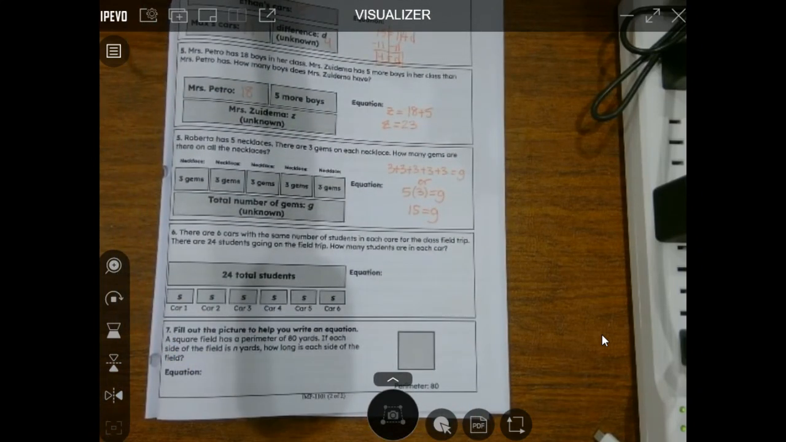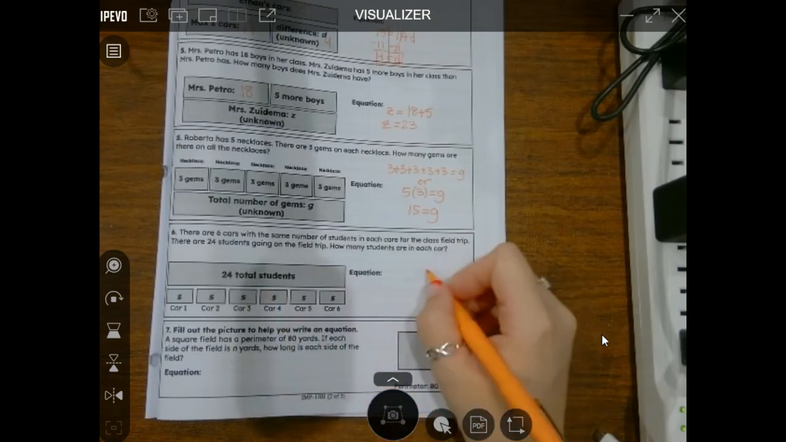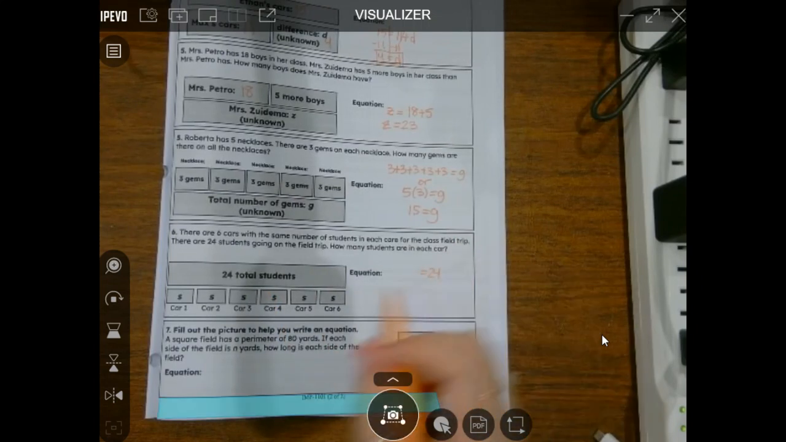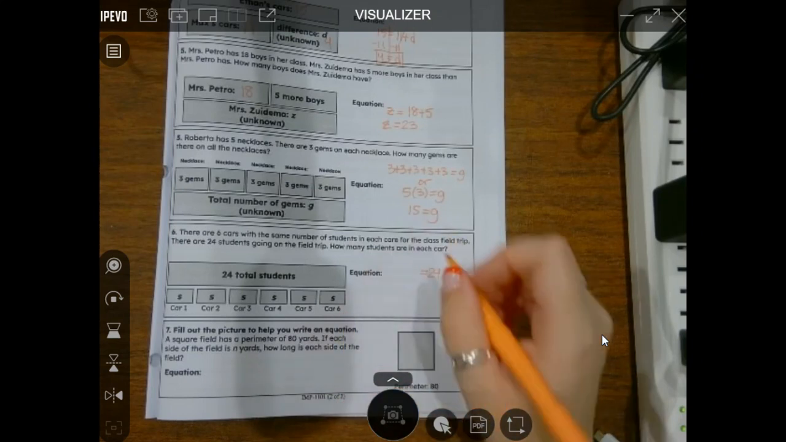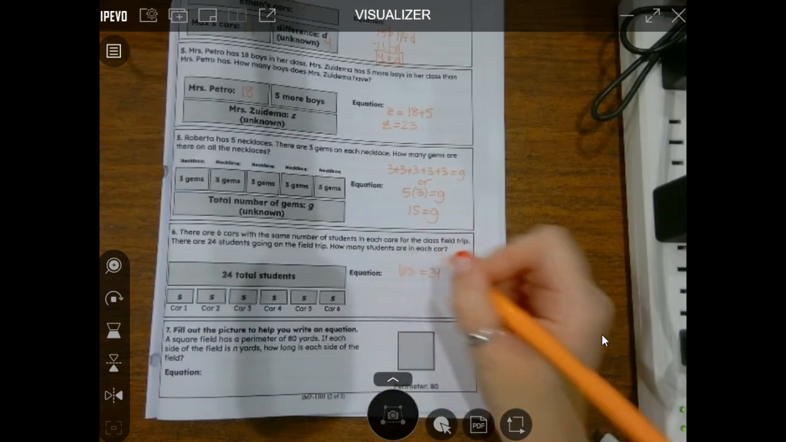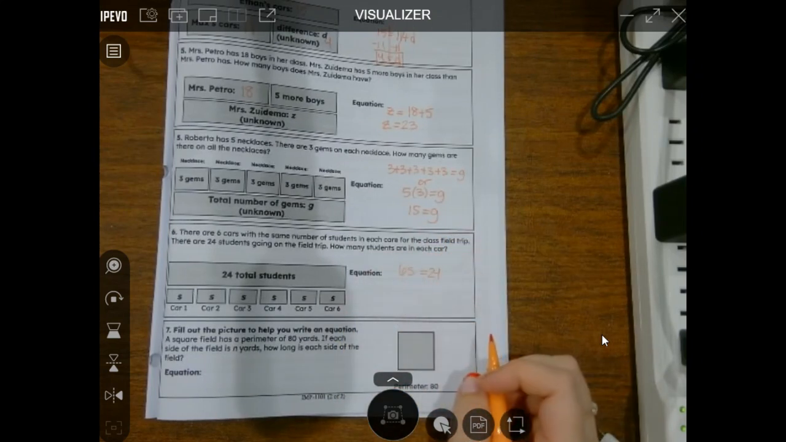Okay, let's take a look at the next bar graph. It says there are 6 cars with the same number of students in each car for the class field trip. There are 24 students going on the field trip. How many students are in each car? Okay, so we know the total is 24. And then we have 6 different cars, and we don't know how many are in each car. That's why it's unknown. Okay, so we have 6 S's, so 6 S's is equal to the total of 24.